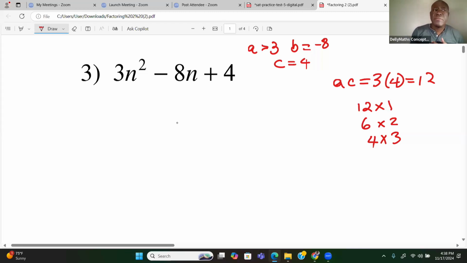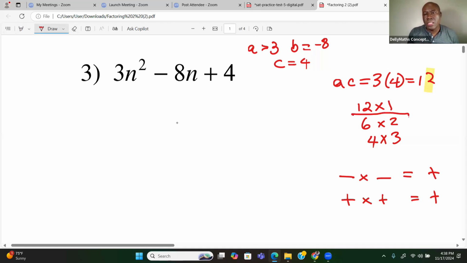So let's view the fact that whenever our AC is a positive number, either I have two negative numbers multiplying, which will give me a positive, or it's two positive numbers that multiply to give me a positive. So which one of these pairs could give me 8? Well, 6 and 2 could give us the 8. Now the question is, how am I going to decide, is it two negatives or two positives? Well, all we're going to do is look at the sign that B has.